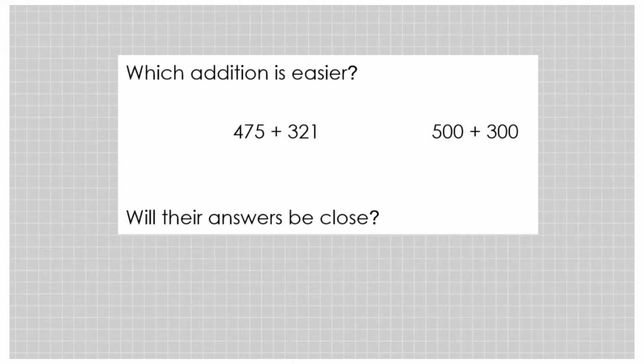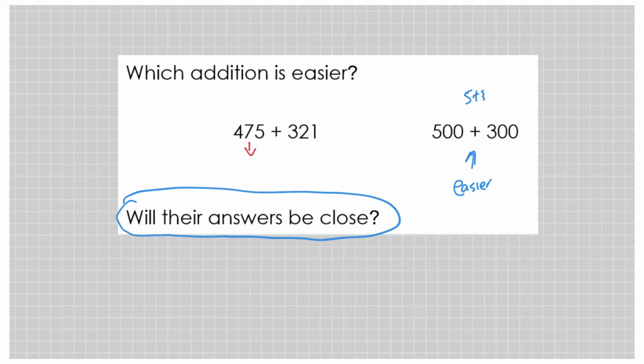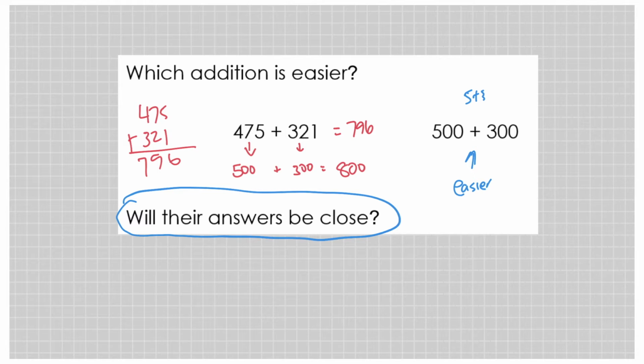Which is easier, 475 plus 321 or 500 plus 300? Well, obviously this one's easier because we're really just adding 5 plus 3. But here's the important question. Will the answers be close? 475, we're going to do it to the nearest 100. Rounds to 500, this rounds to 300. So now we know this is 800. So now if we were to add 475 plus 321, you get an answer of 796. So in this case, the answers are very close.